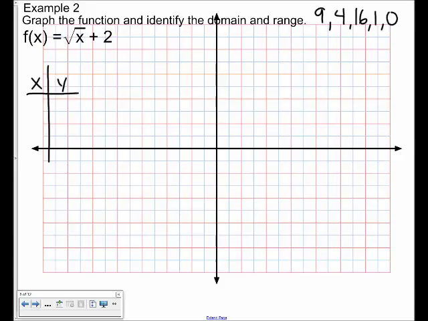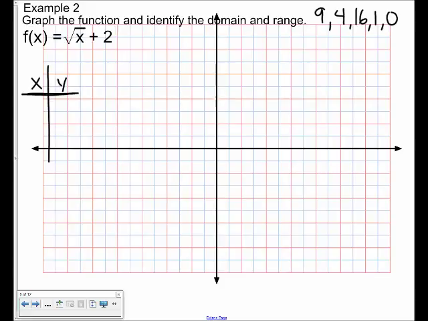Again, don't worry about the order. All right. So we're going to use 9 first. So plug in 9. Plug in 9 right now. Look up there, not at me.